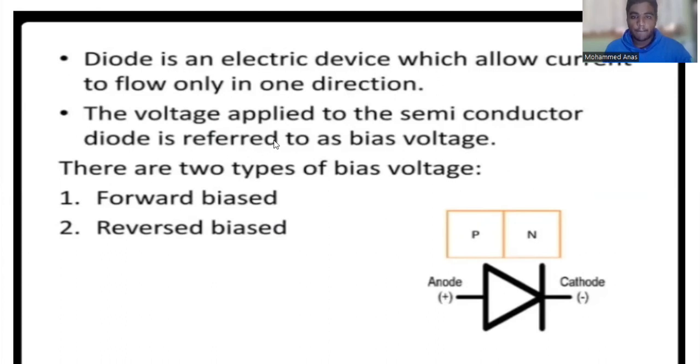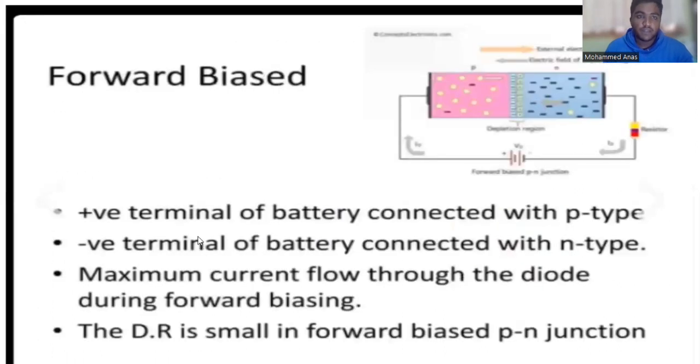The voltage applied to the semiconductor diode is referred to as forward voltage. It means when the voltage is applied to a diode from positive to negative or negative to positive, it is called bias voltage. There are two types of bias voltage: forward bias and reverse bias. Next, we are going to learn about forward bias.